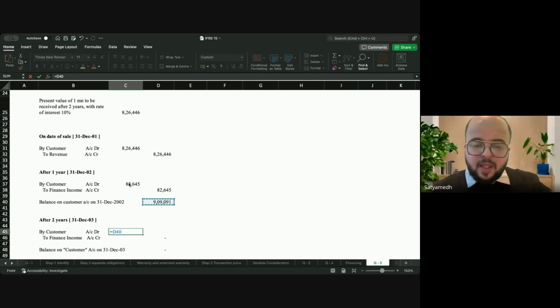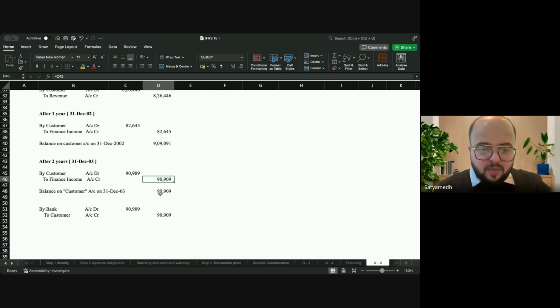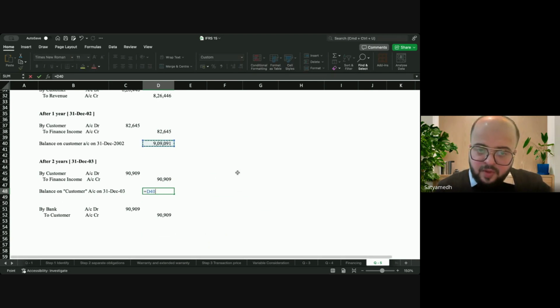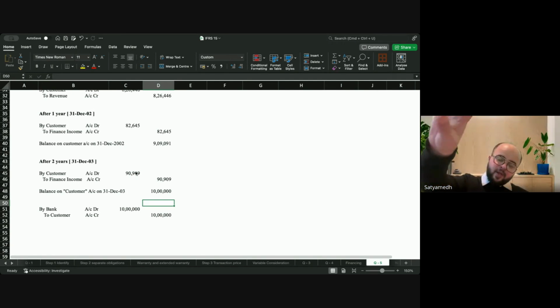And now what was the amount outstanding? It was 909091. So this into 10%, customer account debit to finance income. Now, what is the balance on customer account as on 31st of December 2003? Last year it was 909091 plus the finance income that was added. So it was 10 lakh. Now, on 31st of December 2003, the customer paid you and you received the money and recorded the accounting entry: bank account debit to customer account.